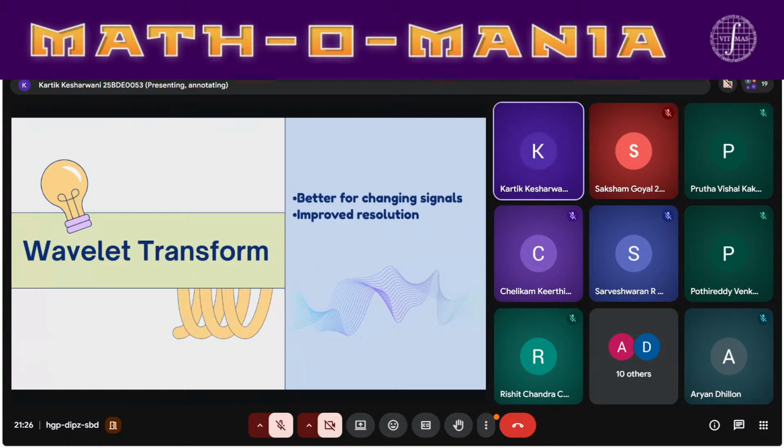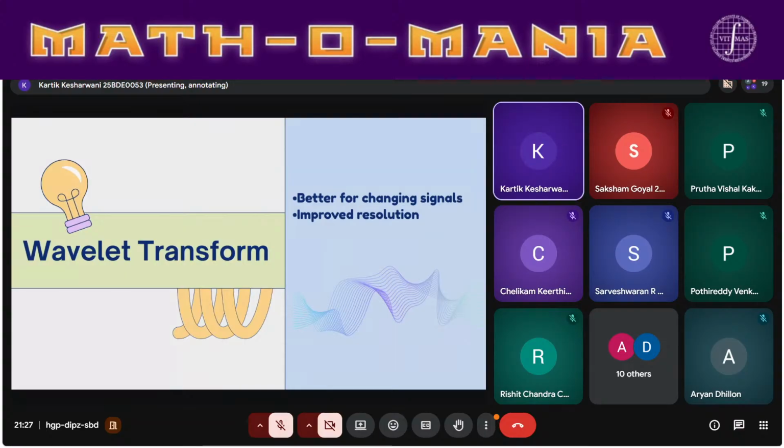This limitation leads us to the final and the most advanced technique as of now, the wavelet transform. It is designed to overcome the limitation of the STFT by using variable size windows. Instead of using a single fixed window, it adapts the window size depending on the frequency. For high frequency components, it uses small windows to capture rapid changes. For low frequency components, it uses large windows to capture slow variations more accurately. This adaptability makes the wavelet transform much more powerful for analyzing real world signals.